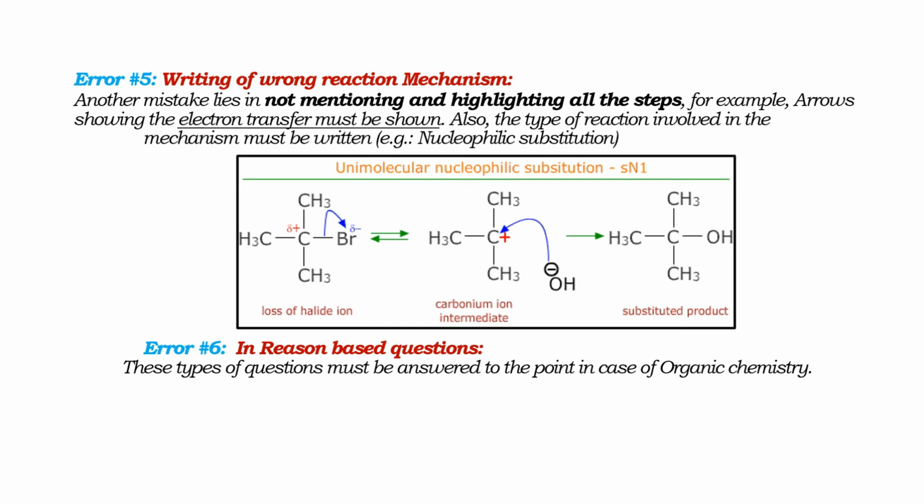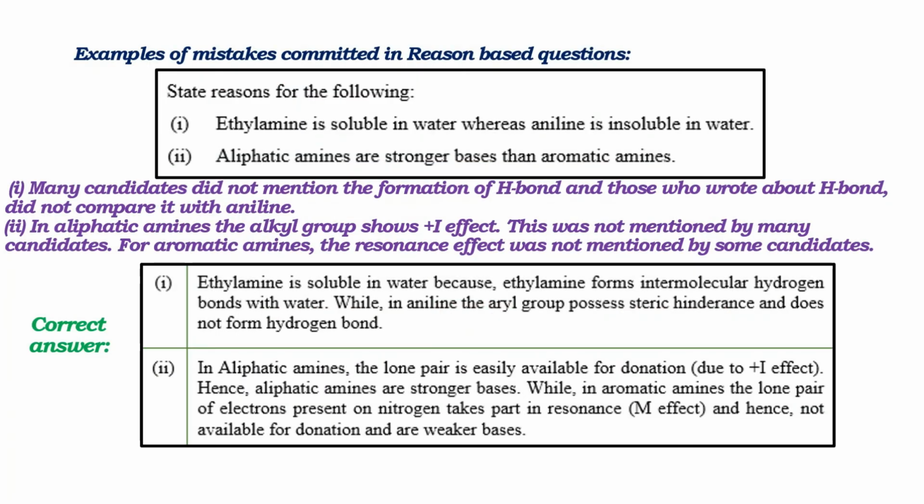Error number 6. In reason-based questions, these types of questions must be answered to the point, as in the case of organic chemistry. Examples of mistakes committed in reason-based questions. In this question, to state the reason why ethylamine is soluble in water while aniline is not, and why aliphatic amines are stronger bases than aromatic amines.